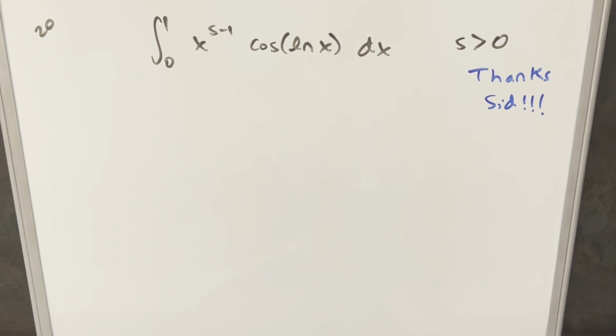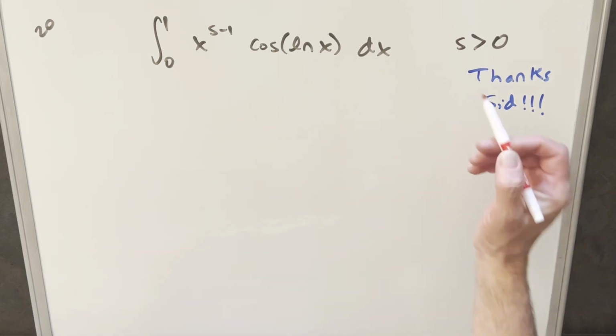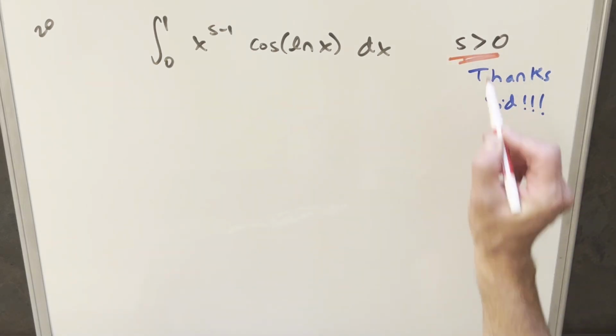Okay, happy to do another integral. This one was sent to me by Sid. We've got the integral from 0 to 1 of x^(s-1) times cosine of natural log x dx, and we have the condition that s is greater than 0.